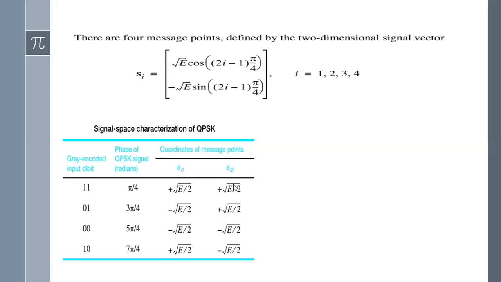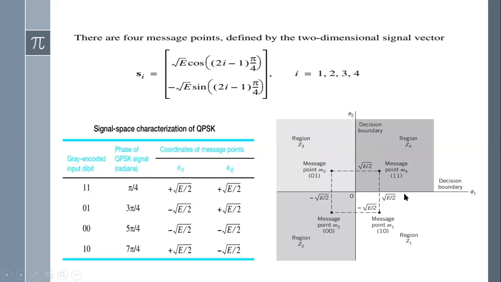So this is how the signals are represented. That means S11, S12, S21, S22. This is how we are going to represent it. Okay, so this is how we look into this symbol.